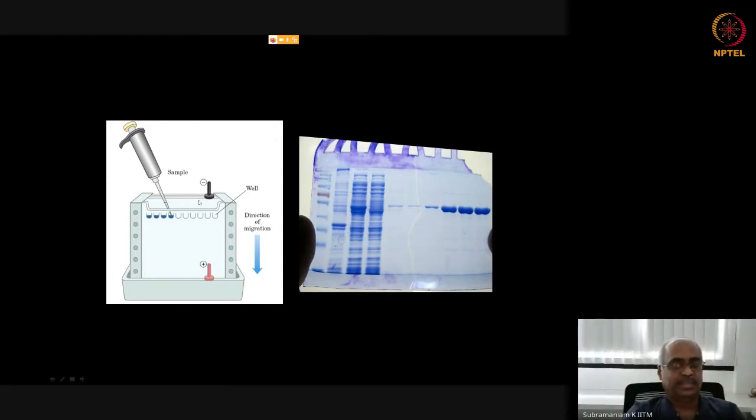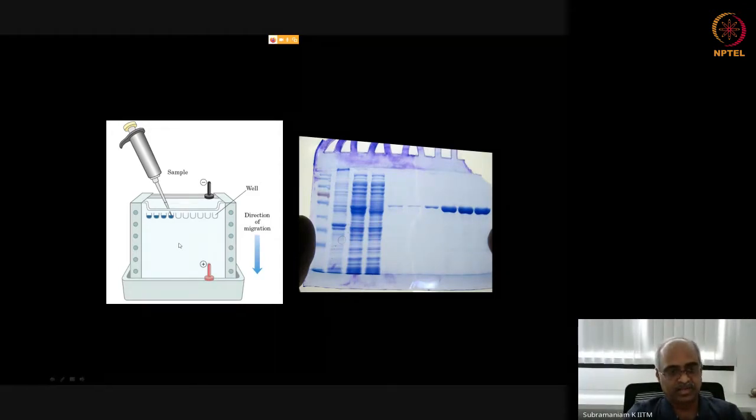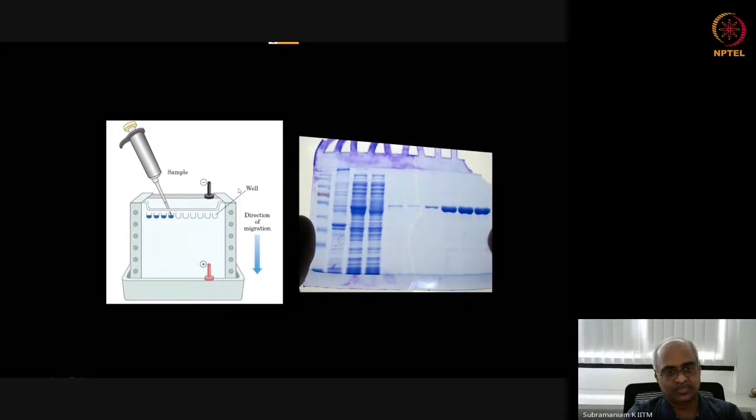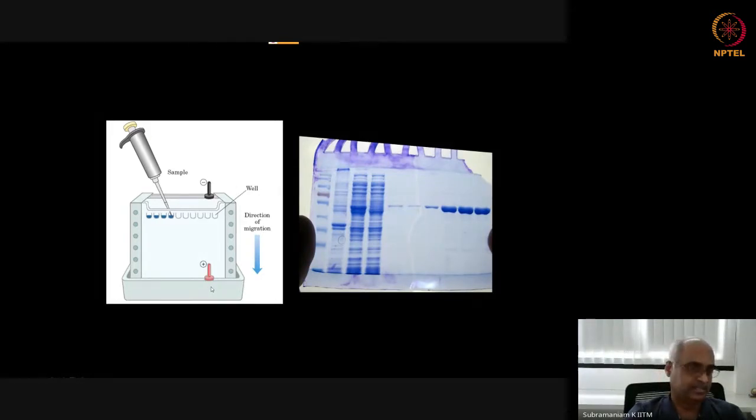So then if you have electrode on the top and bottom as shown here, then electric current will flow through because the buffer in which this acrylamide is polymerized, as well as the buffer on the top and bottom, have ions to conduct electricity. Now, if the proteins are charged, then let us assume that they are all negatively charged, then they will migrate towards the positive charge. Okay, so this is how it is done.